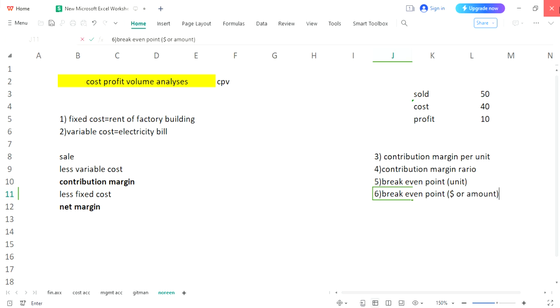All these are new concepts, so I'm requesting you to pay attention. For this, we will write these headings to understand everything. We have contribution margin per unit, contribution margin ratio, we have break even point, and we have already discussed total contribution margin as well. This might be the seventh heading. You can consider contribution margin as a whole.